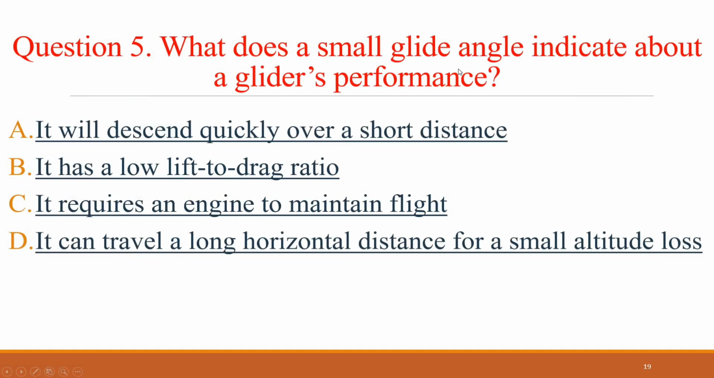Question 5. What does a small glide angle indicate about a glider's performance? The correct answer is it can travel a long horizontal distance for a small altitude loss.